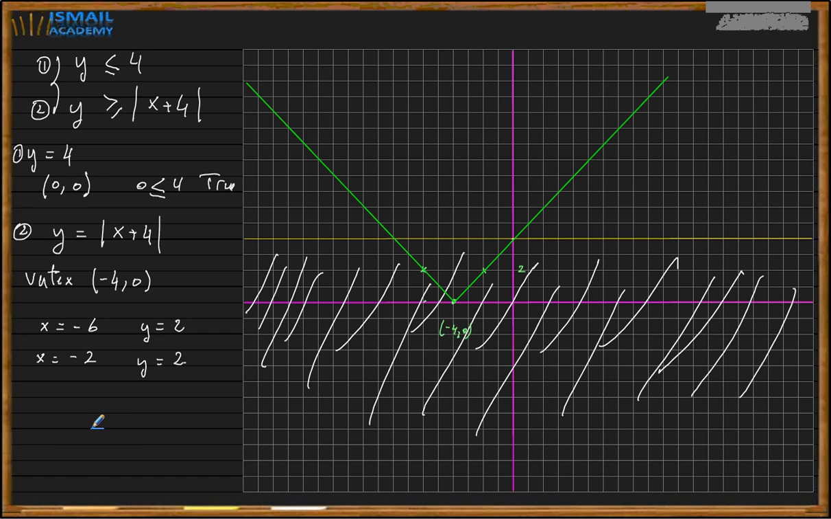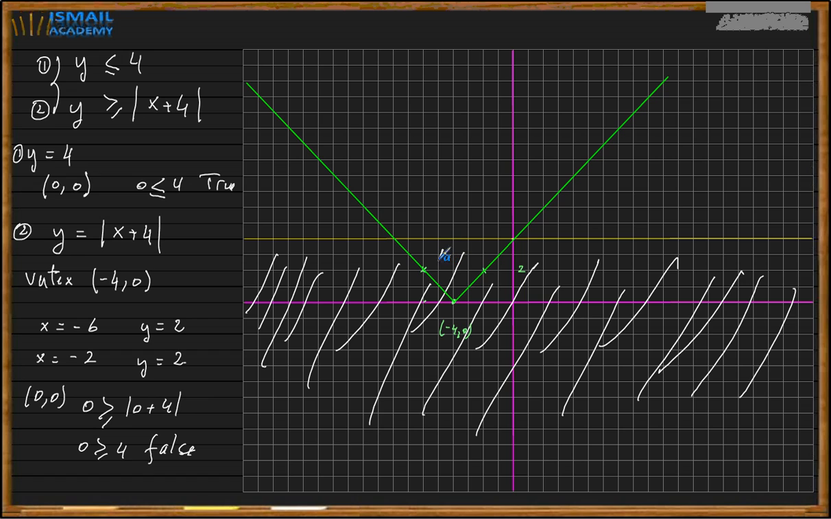Okay. Now I will pick, see here y is greater, so this is the y greater. So we have this area and we have this area. Which one will work for me? I'm going to pick the point 0, 0. I plug 0 into the inequality. So 0 is greater than the absolute value of 0 plus 4. So this means 0 is greater than 4. This is false. So I will not shade that area, but I will shade only the above area.